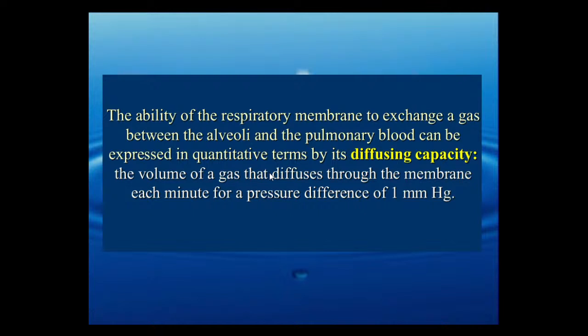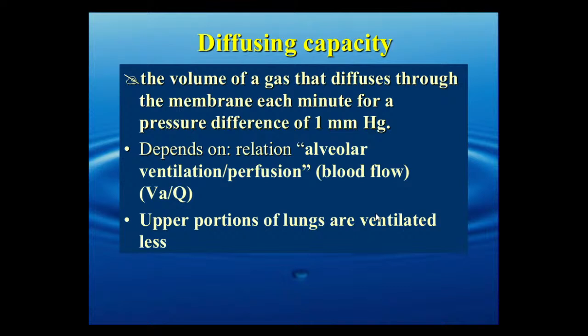And the ability of the respiratory membrane to exchange a gas between the alveoli and the pulmonary blood can be expressed in quantitative terms by its diffusion capacity. What does it mean? It's volume of gas that diffuses through the membrane each minute for a pressure difference of 1 millimeter of mercury. Its diffusion capacity.